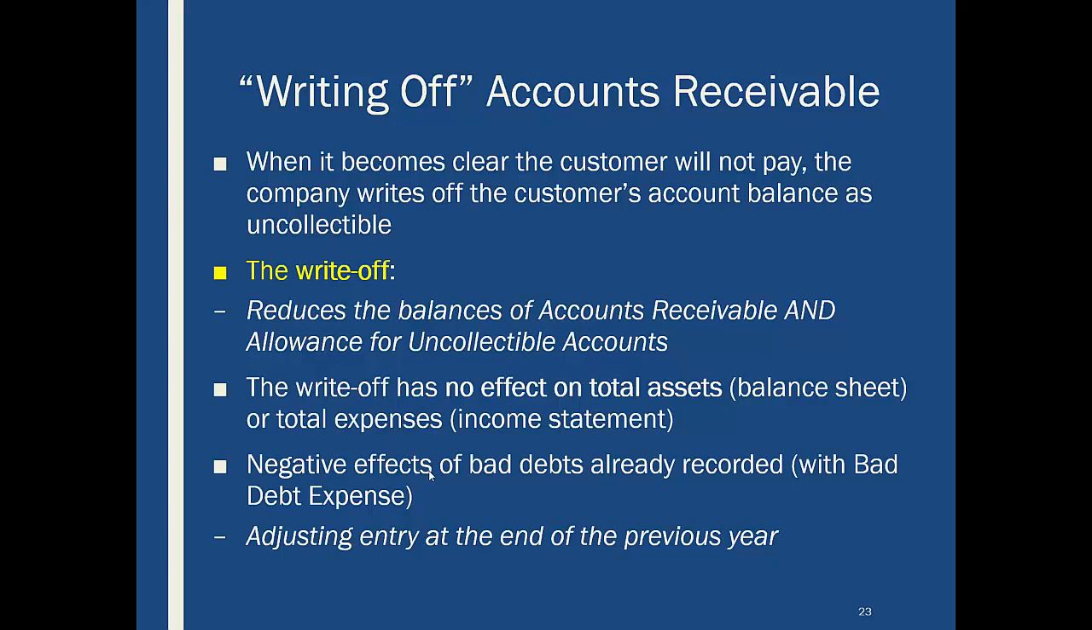Okay, so it has no effect on the total assets or the total expenses. Why? Because we already accounted for those things when we increased our bad debt, when we way back when estimated the amount of bad debt. We didn't know which people were going to be bad. Now we've identified one that is bad, but we already took the expense for that back before. Okay?